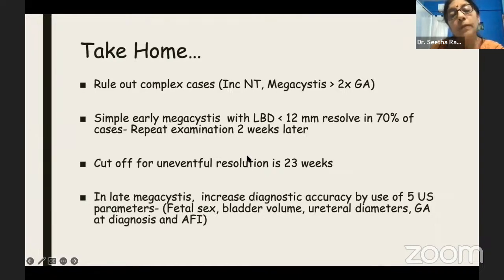So basically the take home message is, a simple megacystis can be just simple, but you have to rule out complex cases. And if it is less than 12 millimeters, it would resolve in 80 to 90% of cases. You have to follow them up. And the cutoff for uneventful resolution is around 23 weeks. In late megacystis, you can use your 5 ultrasound parameters and then look at the score.